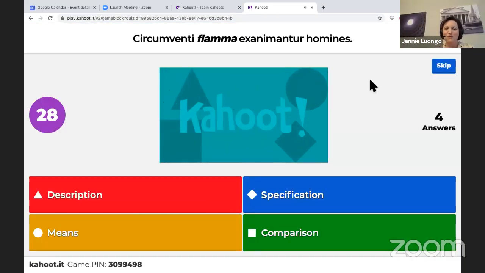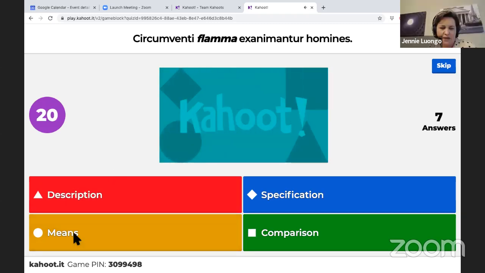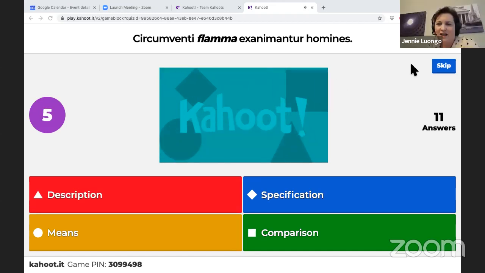So, circum venti flamma ex animantur homines, another one we talked about. Is it description, means, specification, or comparison? And so with this one, men surrounded. How are they surrounded? Yes, exactly.